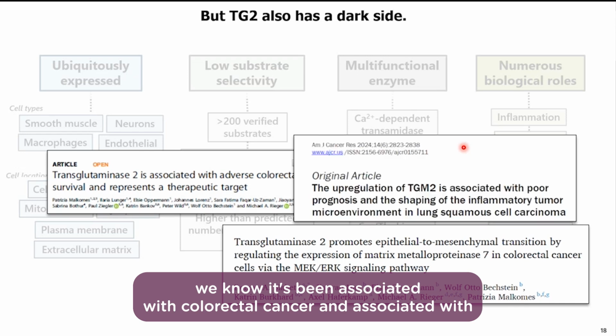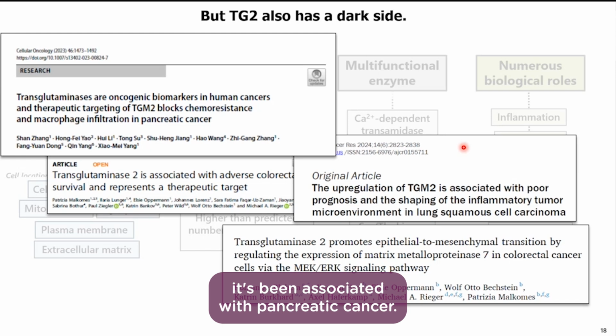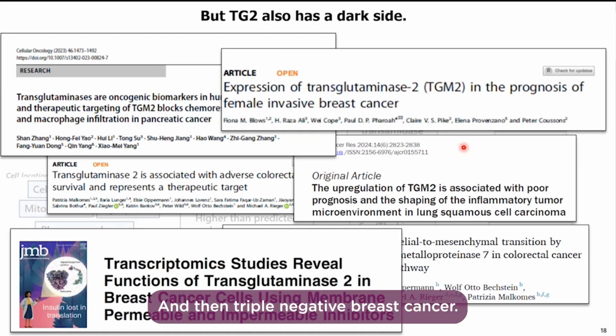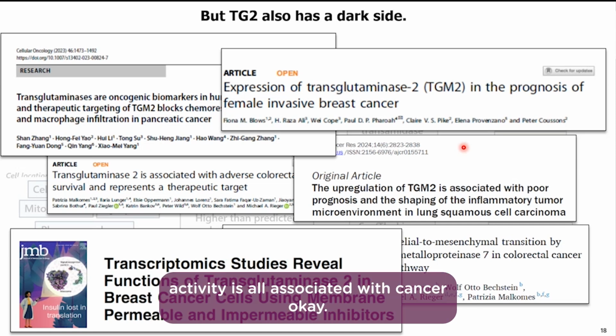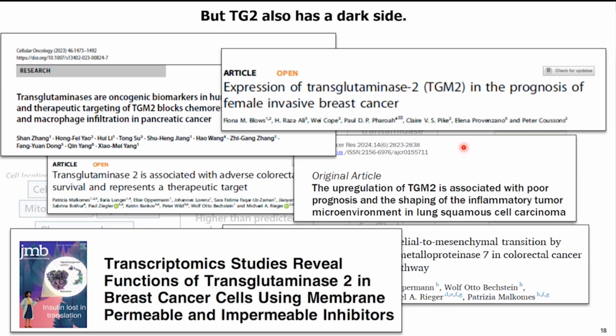It's been associated with pancreatic cancer and then triple negative breast cancer. So overexpression, overactivity of TG2 and its GTPase activity is all associated with cancer. Okay, and poor prognosis, poor outcomes, more proliferation, more aggressive cancer.